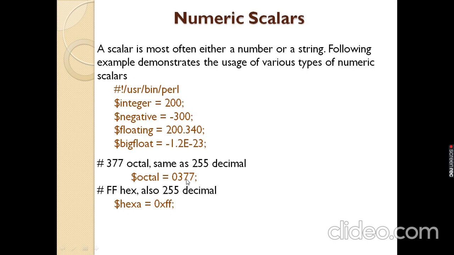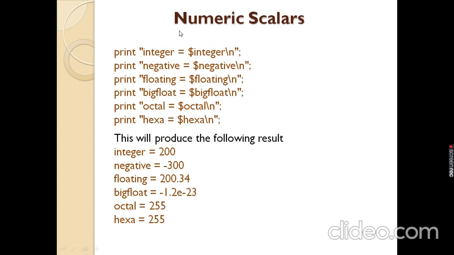Similarly we can store the octal value and hexadecimal value. Now if you print the values, the integer value 200 will be printed, negative minus 300, the float value, the big float exponential value is going to print, and the octal and hexadecimal values are going to print.